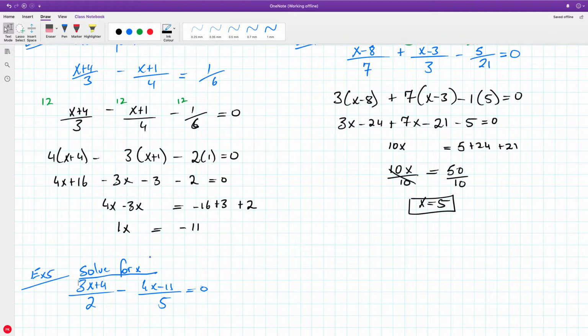Yeah, because you brought it across the equals there. You can all the way over here. It's when you bring it across the equal sign, you bring it from left to right.